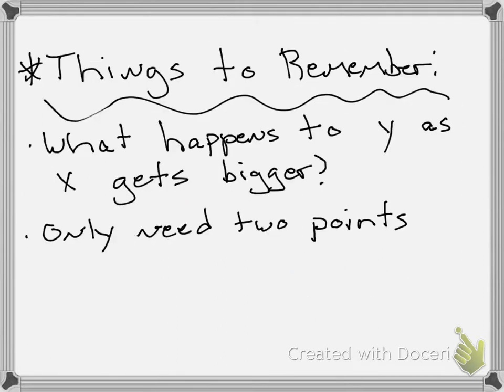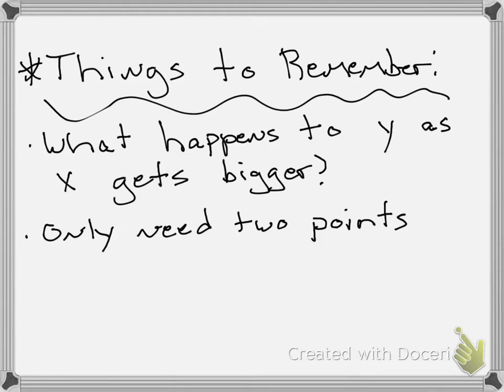A couple other things to remember. One is what happens to y as x gets bigger. If as your x values get bigger, the y values also get bigger, then the graph is showing exponential growth. If as the x values get bigger, the y values get smaller, the graph is showing exponential decay.